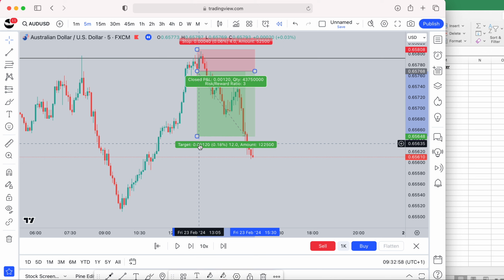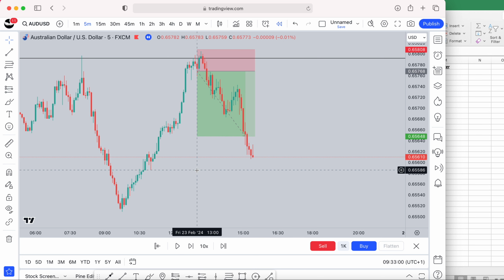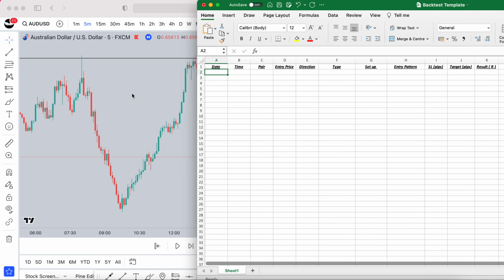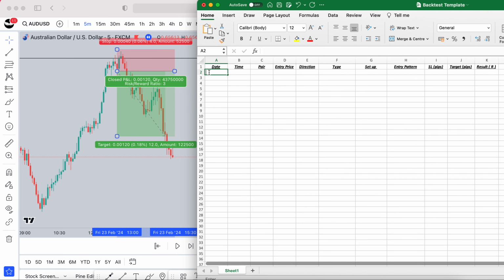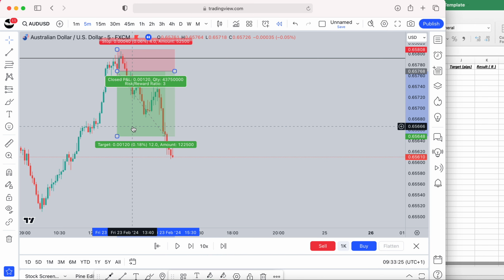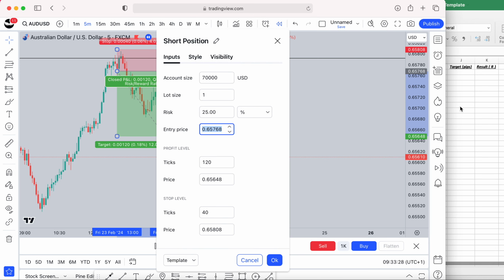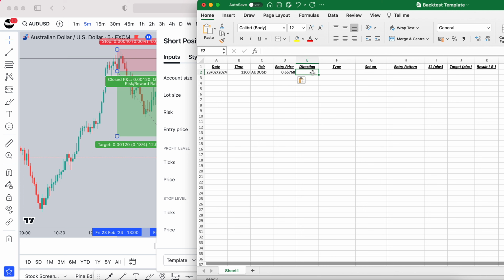So the time and date this trade was taken. This trade was taken on the 23rd of February 2024 at 1 p.m. Let's have a look at that again. There we go. So we're going to put 23/02/2024, and the time was 1300. The pair was AUD/USD. The entry price was, you can literally go ahead and copy this in. The direction was short.